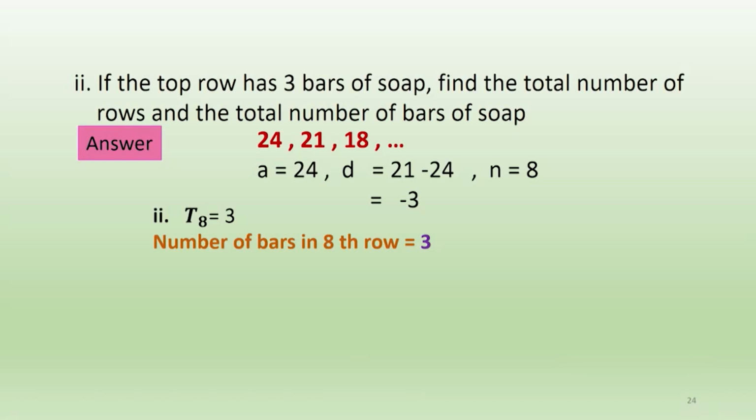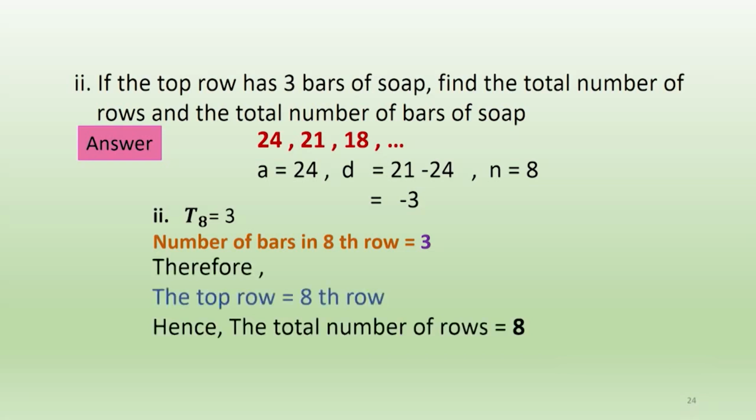Okay, here in this question they mention top row. Top row has 3 bars. Then you tally those two, number of bars in the 8th row and top row, and you get the conclusion. What's that? Top row means 8th row. Then you can say the total number of rows here is 8. You have to reach that conclusion. Okay, there are 8 rows in this stack of bars. Then we have to find the total number of bars of soap here.